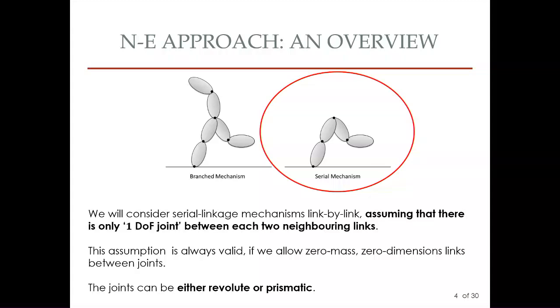prismatic, either or. Now if you have a system with a more complicated joint, like a ball joint, what you will do is imagine you have some links with zero volume and zero mass, and in between them you have just revolute joints. So that will in total make a ball joint. You will imagine still something like that.